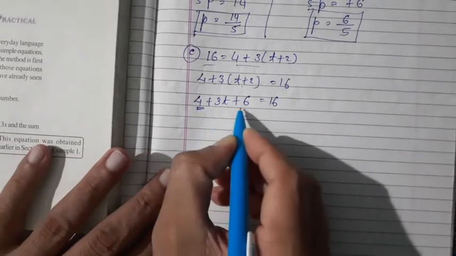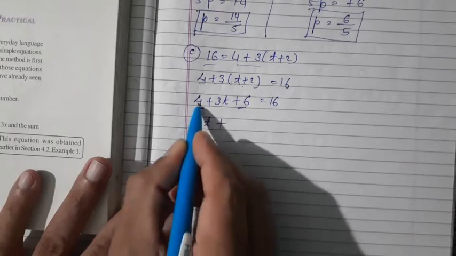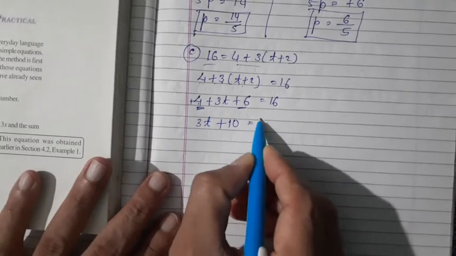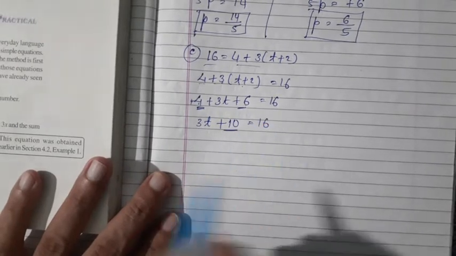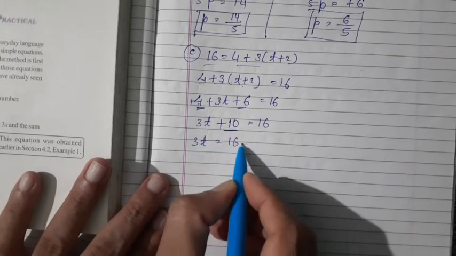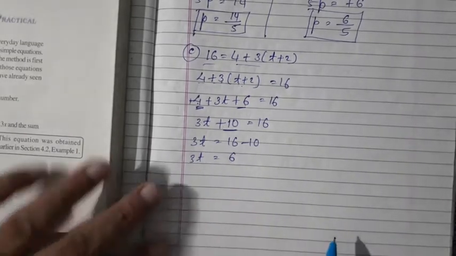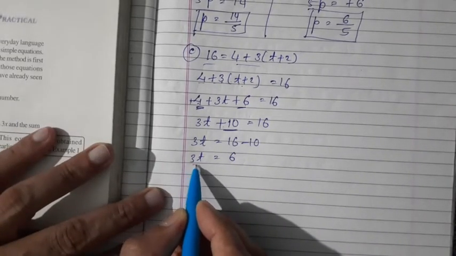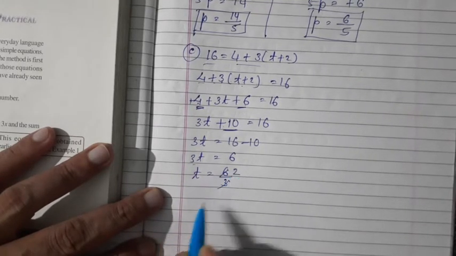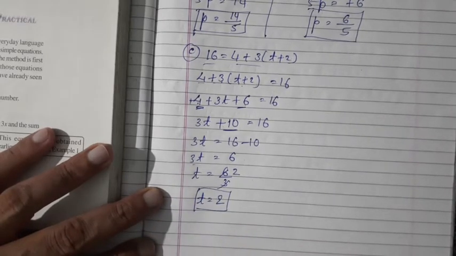Now 4 and 6 are like terms. So 3T plus 6 and 4 is 10, equal to 16. Now change the side of 10. So 3T = 16, and it is converted into minus 10, so 3T = 6. Now change the side of 3, which is in multiplication. So T = 6/3. So your answer is T = 2.